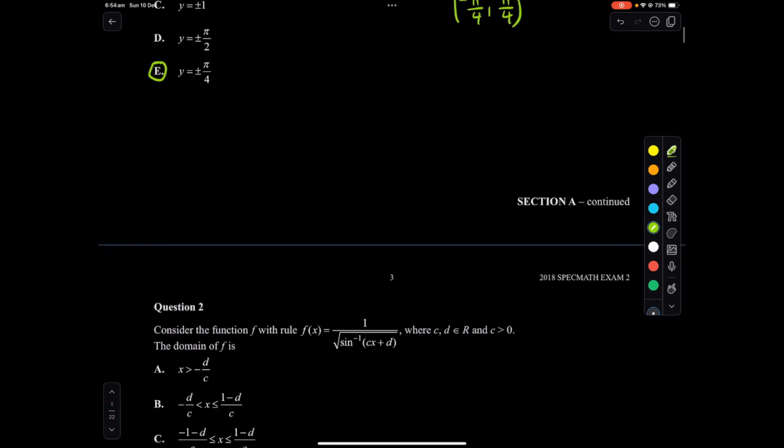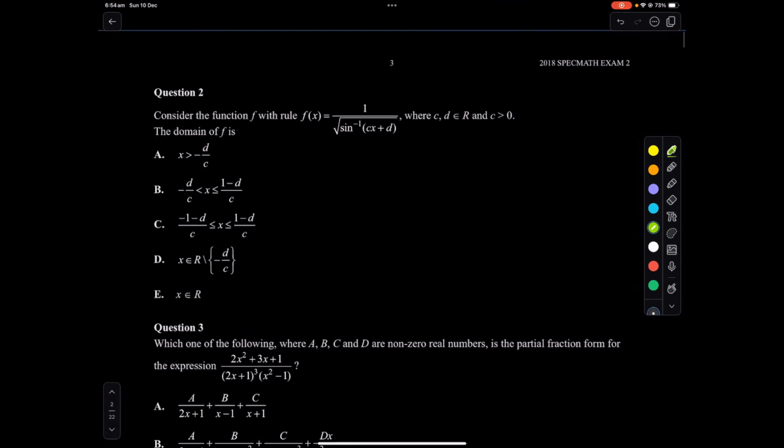Nice and easy. Question 2. Consider the function f with this rule, f of x, where c and d are elements of the reals and c is greater than 0. The domain of f is what? Let's first do it by hand, then we can do it by calculator, just so that this could be used in exam 1. At least you guys know how to do it.